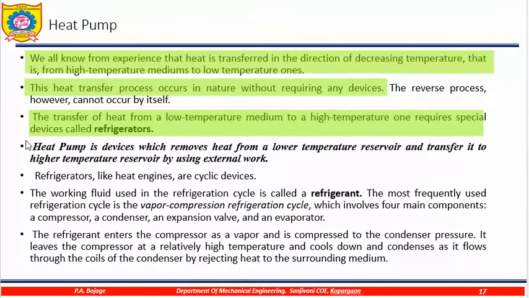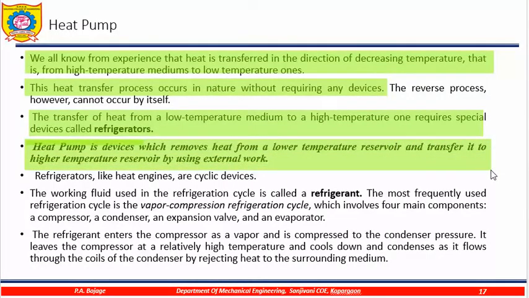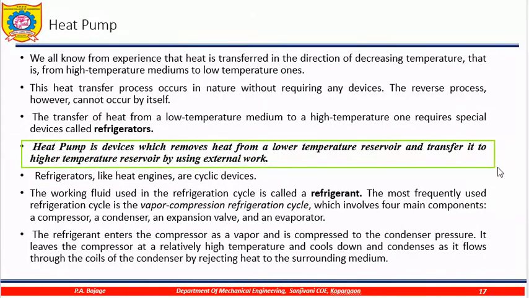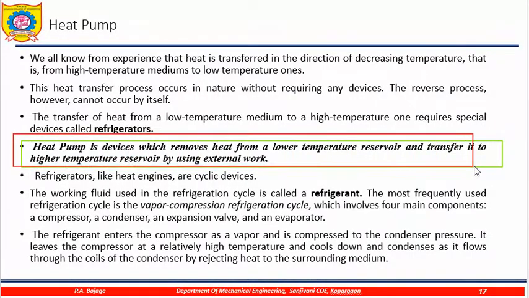Now, the heat pump is a device which removes heat from a lower temperature reservoir and transfers it to a higher temperature reservoir by external work. So, this is what a heat pump is. It is a device which removes heat from a lower temperature reservoir.